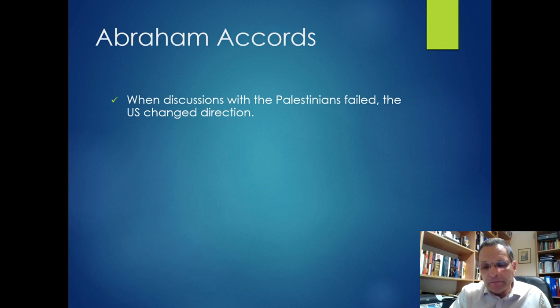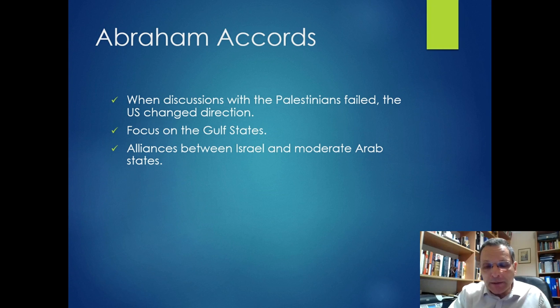When the discussion with the Palestinians ended in failure, this is when the Trump administration started to look elsewhere. And the entire strategy changed direction. So the focus shifted from the Palestinians to the Gulf states. The aim was no longer to try to resolve the Israeli-Palestinian conflict, but to reach agreements between Israel and some other Arab countries.